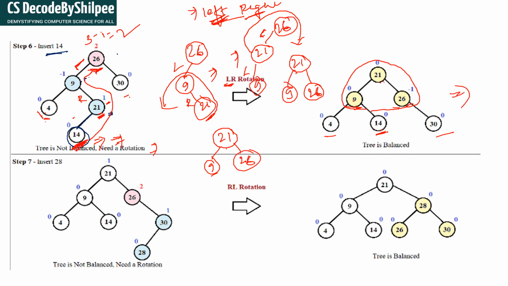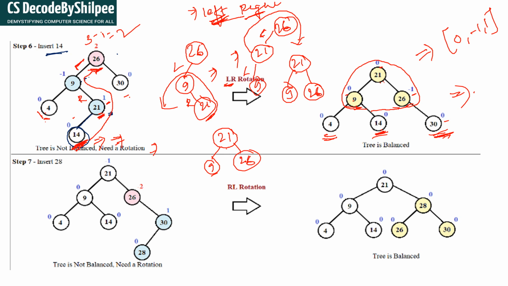Okay. Now calculate the balance factor of each and every node. If you calculate it, you will see 4's balance factor is 0, 14's is 0, 26's is -1, 9's is 0, and 21's is 0. So all of these are in the range of 0, -1 and 1. So this is balanced. Now we have the final tree.